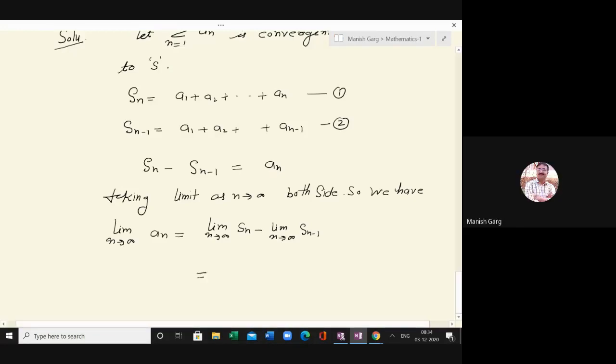So this is s minus s. I told you, n tends to infinity, same thing, n minus 1. So this is 0. So I have done this proof: if the series converges, then this will converge to zero.